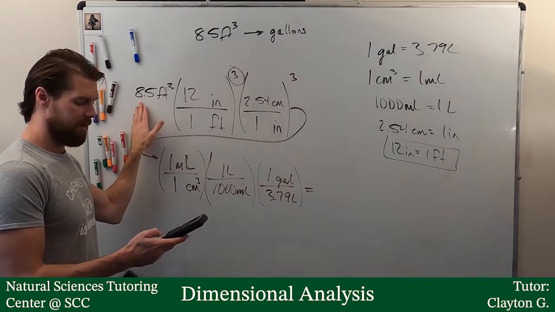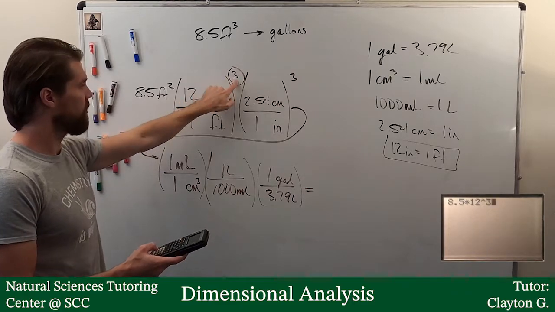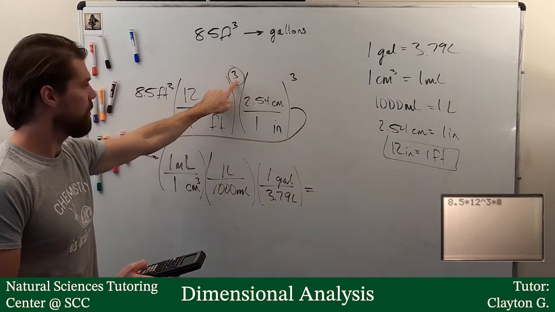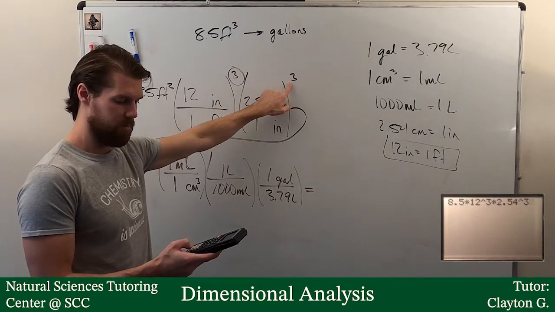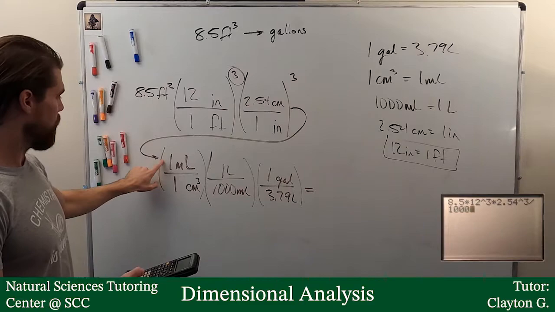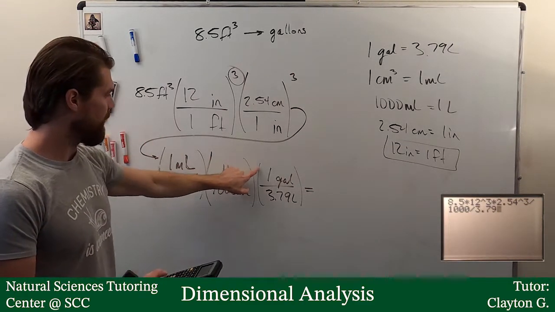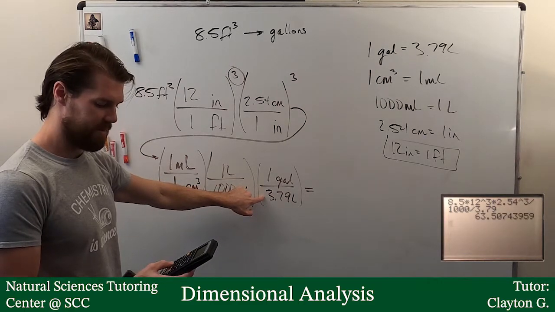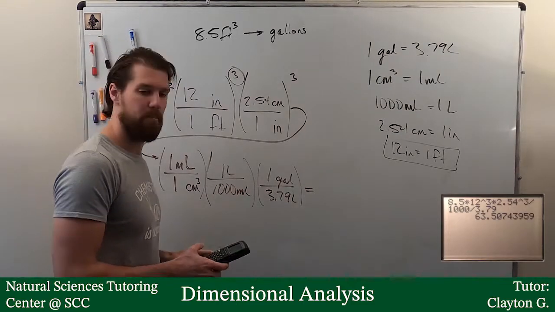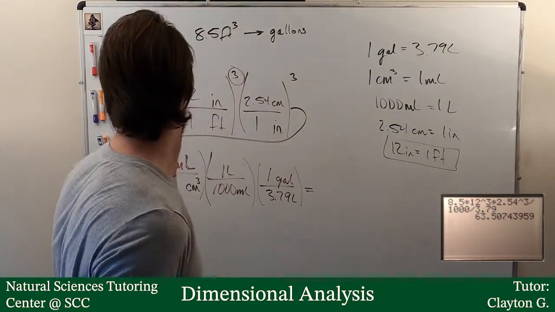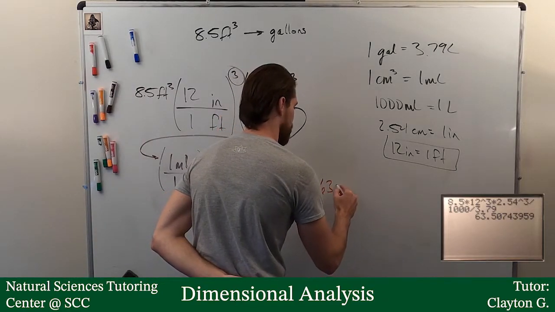All right, so if I'm putting this in my calculator, I'm going to put 8.5 times 12. That's cubed, so I'm going to cube it. Times 2.54, once again, that is cubed. 1 over 1, don't worry about that. Divided by 1,000. And divided by 3.79. All right, we get 63.5, and that would be gallons.